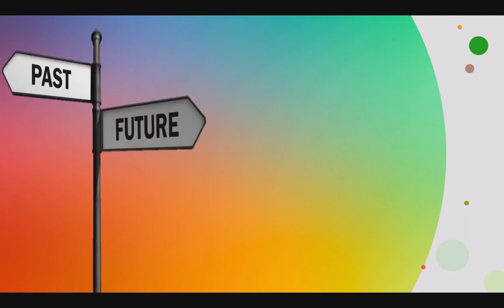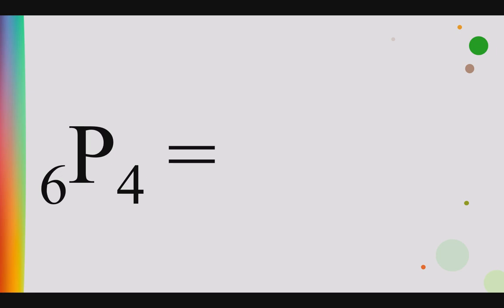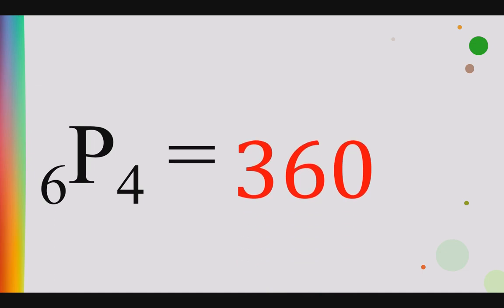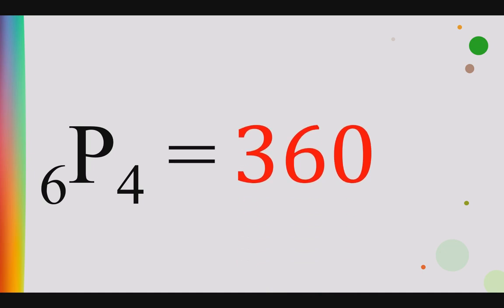So let us look back. The permutation of 6 objects taken 4 at a time is, if I were you, pause the video first and solve. Then we will reveal the answer, or let's see if your answer matches the answer to our question. So, the correct answer for this one is 360.